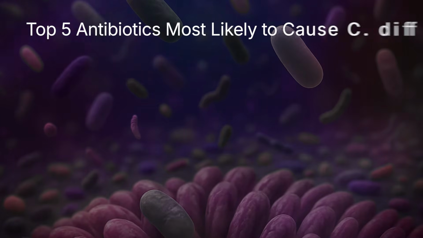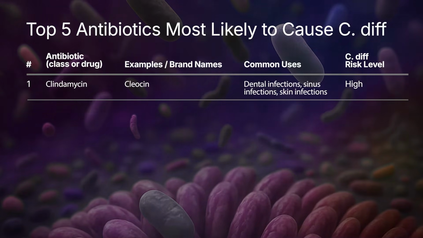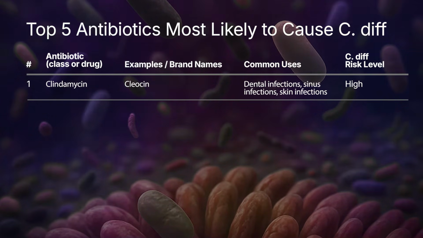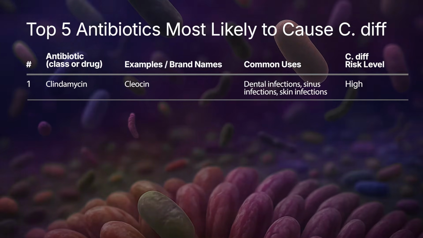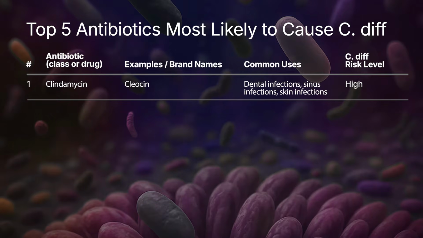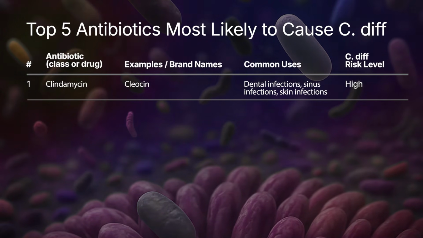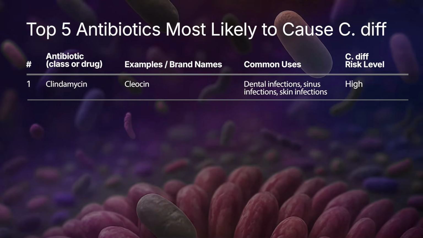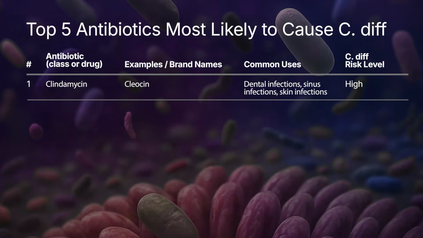So it can be confusing to know exactly which drug is being talked about. So the first worst offender is clindamycin or Cleocin. In a study of over 36 million outpatient records, clindamycin actually carried one of the strongest links to C. difficile infections, raising the risk more than 8 times compared to safer options like doxycycline. The one thing about clindamycin is that C. difficile can actually start weeks later after you finish the antibiotic.